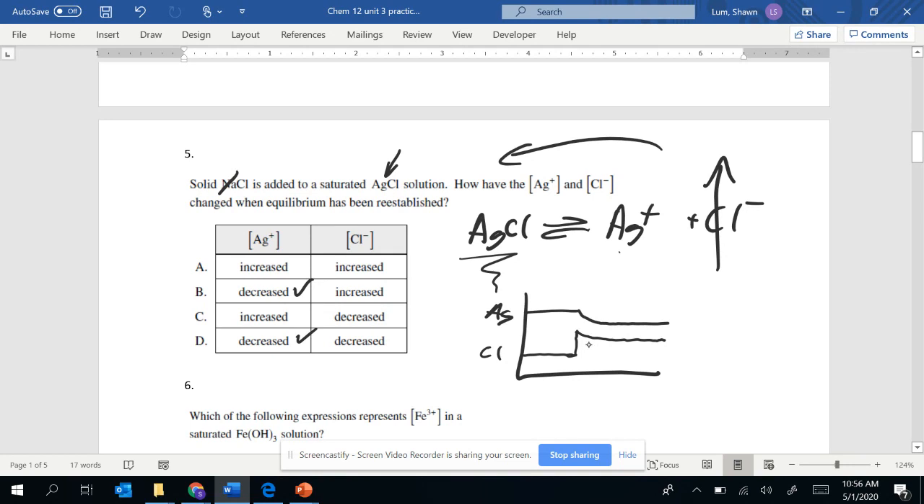But there's an overall gain from this point to this point. So it did go up and then go down, but overall, from the first equilibrium at this point to the second equilibrium, it has increased. So Ag is decreased overall, and chlorine has increased overall.